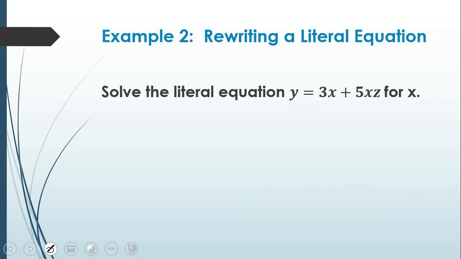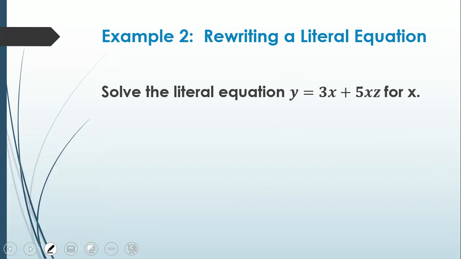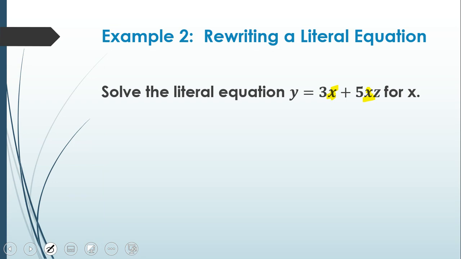Example 2, in this case we're solving for x. So again, not a bad idea to always highlight or think about what you want to get by itself. So in this case, we want to get that x by itself. Now, a couple things happen here because there's an x here, and there's an x here, and I can't combine those like terms. So what I'm going to do is I'm going to get rid of the messier thing first. I'm going to get rid of this 5xz. Subtract that to both sides.